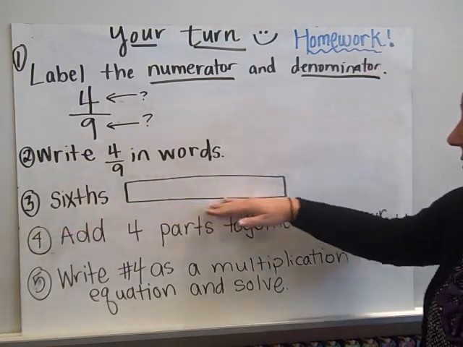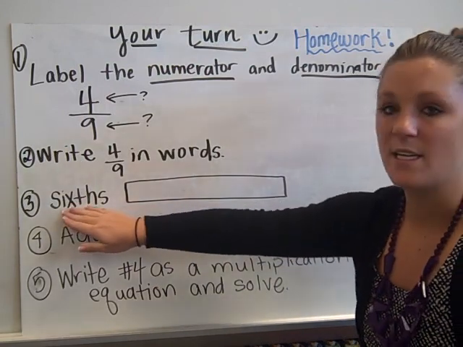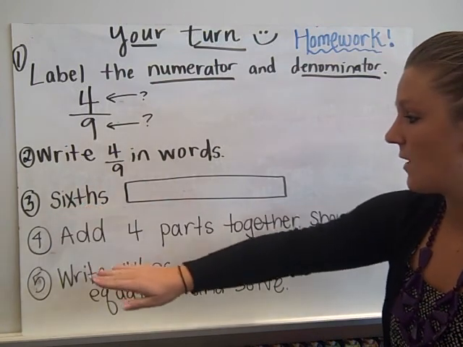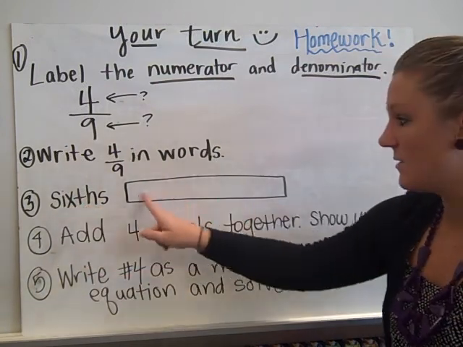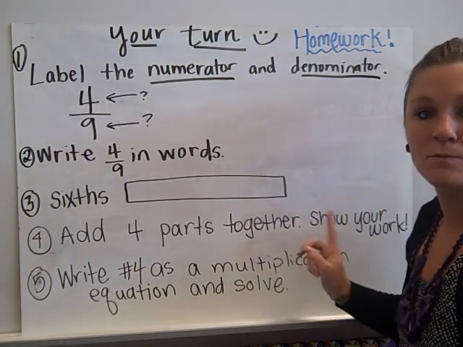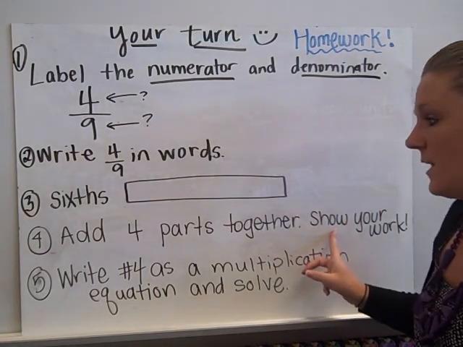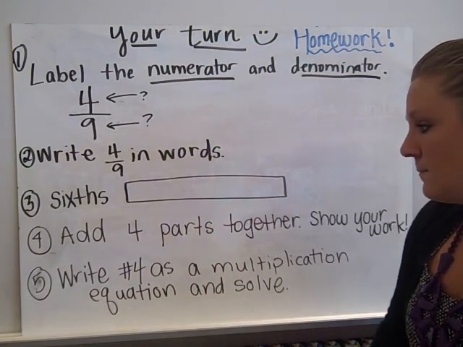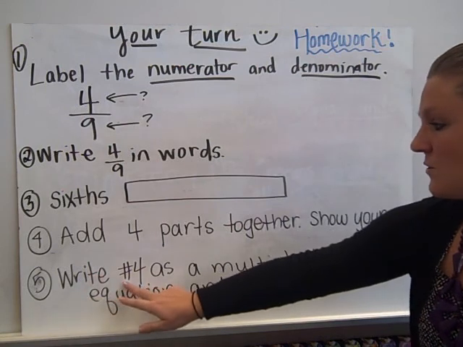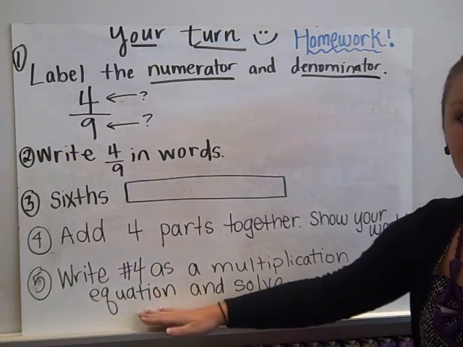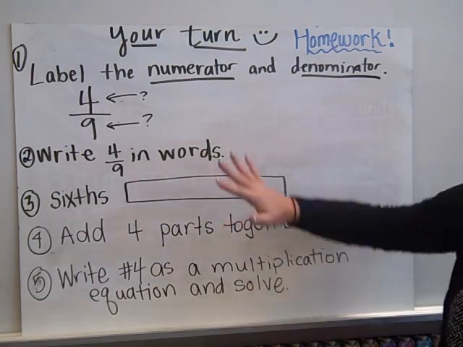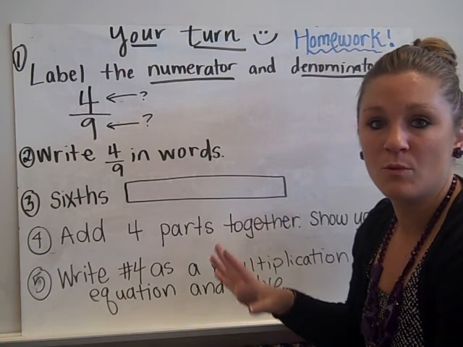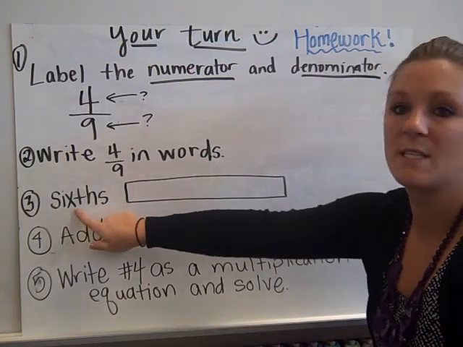I want you to take this ribbon and divide it into 6ths. And remember my trick of how many lines you'll need. Then I want you to add 4 parts of this ribbon together, show your work, and tell me how many of these pieces of ribbon I would give away if I wanted to give 4 of them away. And then I would like for you to write number 4 as a multiplication equation and solve. So essentially all I'm asking you to do is to go back, and what I just did with the 4ths, you're going to do with 6ths.